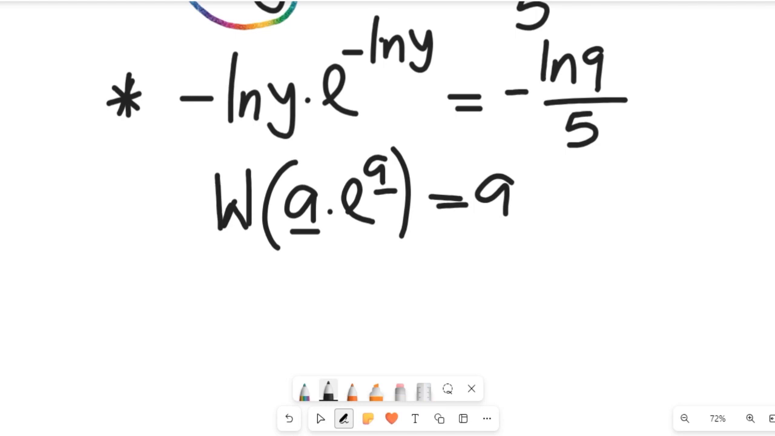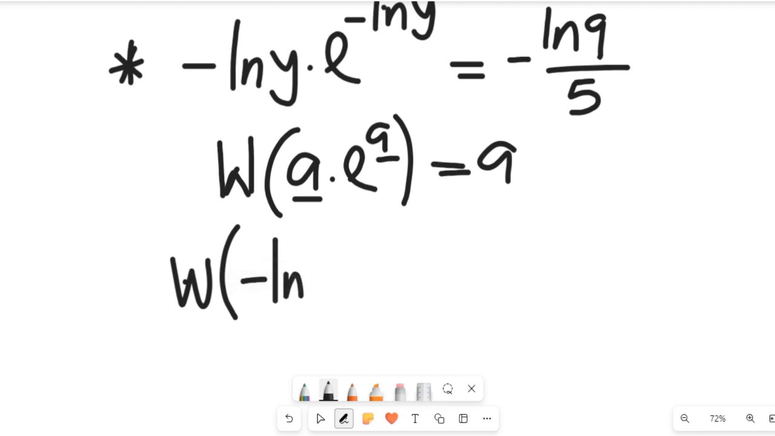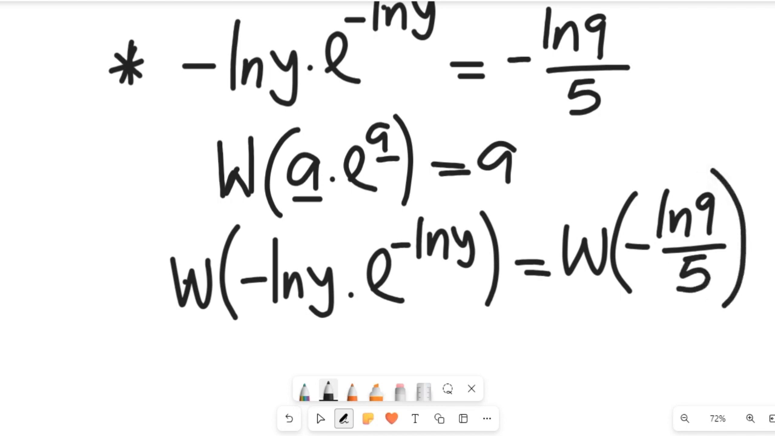And that's exactly what we have in this expression. So if we apply that Lambert's rule there, we're going to have that expression to now give us the Lambert W of negative the natural logarithm of y multiplied by the exponent of negative natural logarithm of y, and this will be equal to the Lambert W of the negative natural logarithm of 9 divided by 5, and that is that.